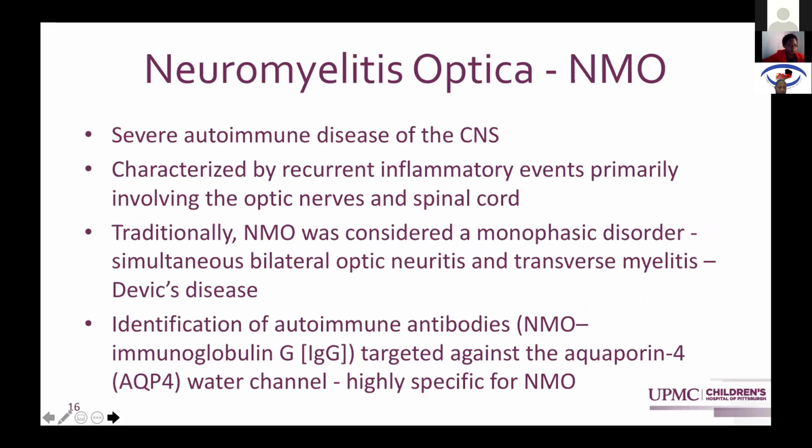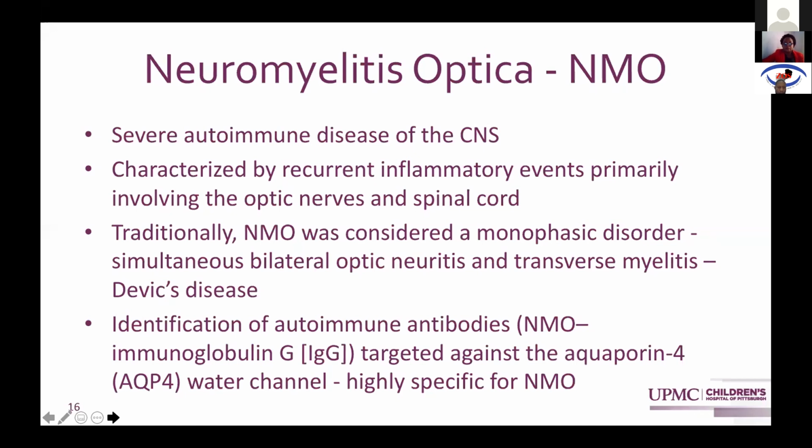So NMO, coming to the specific topic, is a severe autoimmune disease of the CNS. It's characterized by recurrent inflammatory events, usually involving the optic nerve and the spinal cord. Traditionally, when it was first described, it was considered to be a monophasic disorder with simultaneous bilateral optic neuritis and transverse myelitis, and was referred to as Devic's disease.